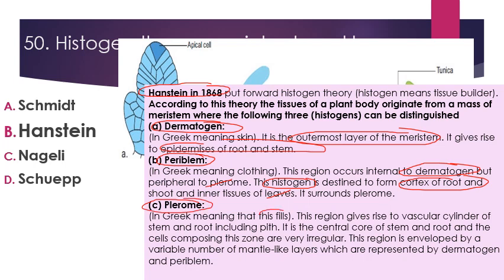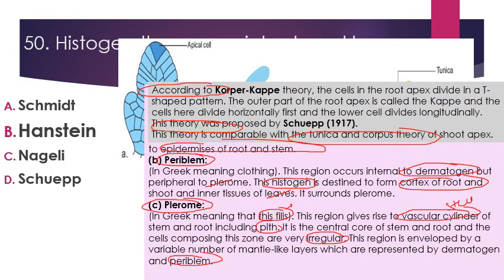The next is plerome. Plerome means the thing which fills the central region. So this region gives rise to the vascular cylinder, basically the stelar system, the vascular system that is formed by plerome in case of stem and root, including pith. So it is the central core of root and shoot, and the cells composing the zone are very irregular. The region is enveloped by a variable number of mantle-like layers, which are represented by dermatogen and periblem.